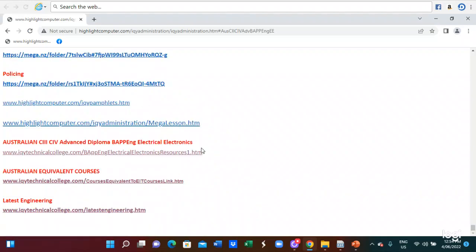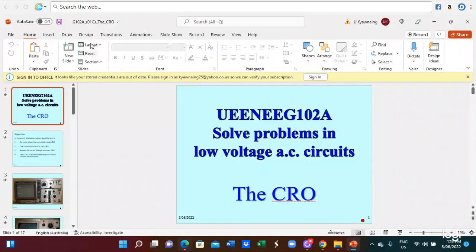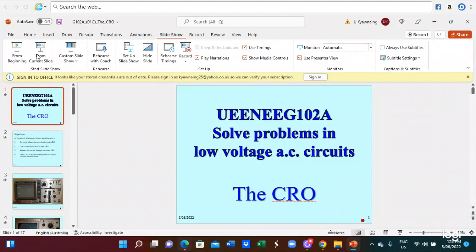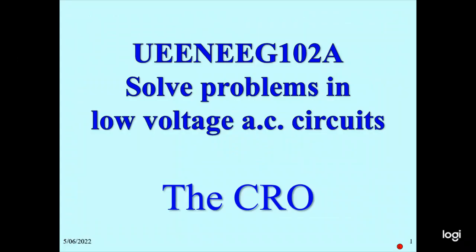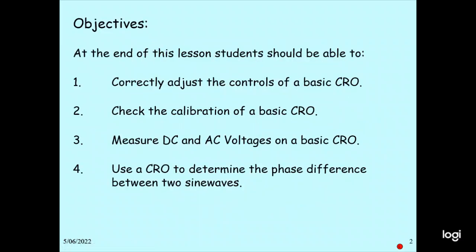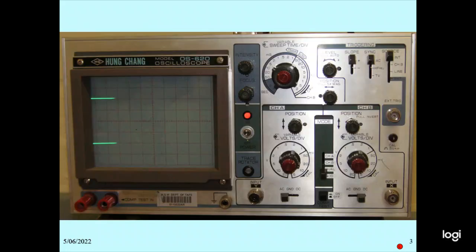The Bachelor of Applied Engineering. So this is a sort of problem in low voltage AC circuits. We are talking about the CRO, the cathode ray oscilloscope. In this session, students should be able to adjust the controls of the basic CRO, check the calibration of the basic CRO, measure DC and AC voltage on the basic CRO, and use the CRO to determine the phase difference between two sine waves. So this is the connection diagram of the cathode ray oscilloscope.